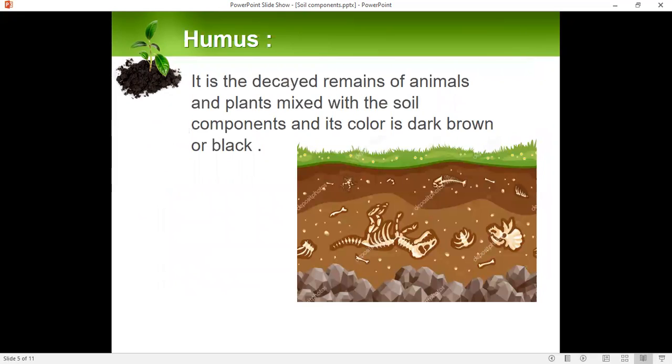So let's find the definition for humus. What is humus? Humus is the decayed remains of animals or plants mixed with the soil, and its color is dark brown or black. So when I ask you to give a reason why the color of soil is dark brown, the reason is due to the color of humus, which is dark brown or black. So it's dark or black or dark brown because the humus exists in the soil.